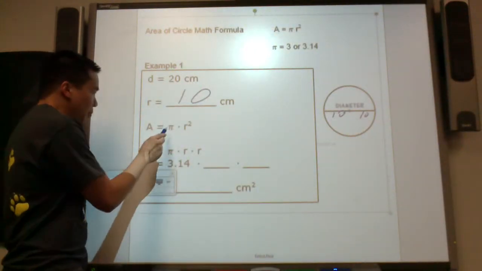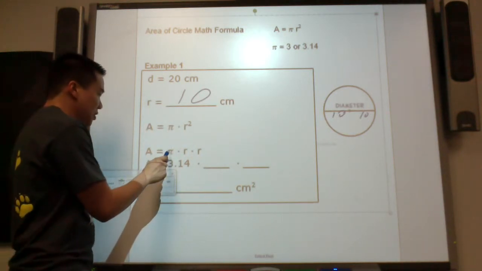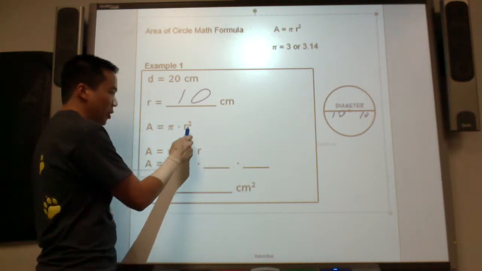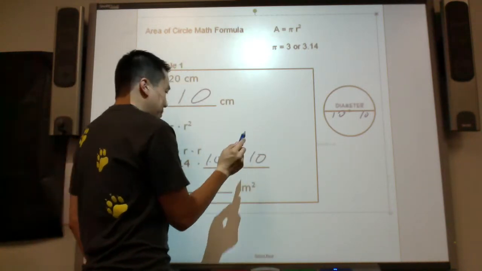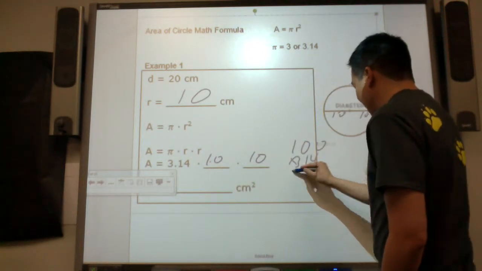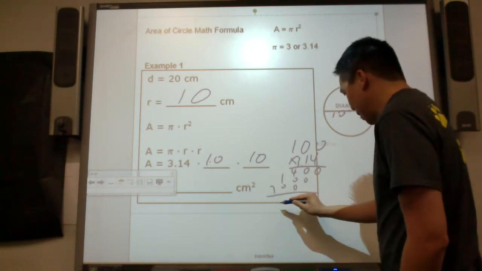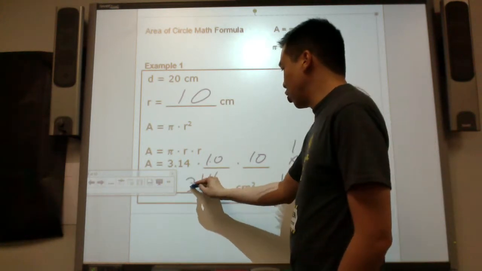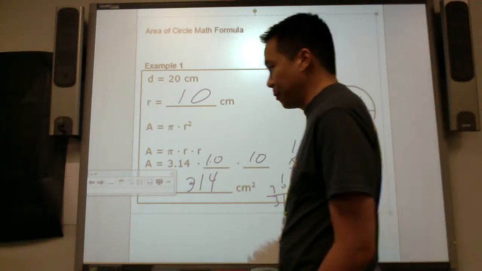So the formula for area of a circle is pi times r squared. Is pi times the radius times the radius. Remember, radius to the power 2, radius squared is this one. So 3.14, the radius is 10, the other radius is 10. So what's 10 times 10? 100. Times pi, 3.14. If I multiply this, the area of this circle would be 314 square centimeters.